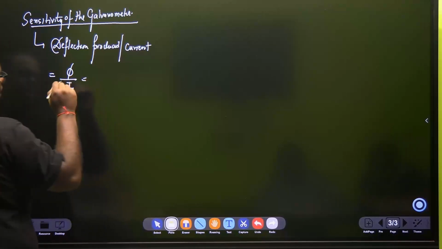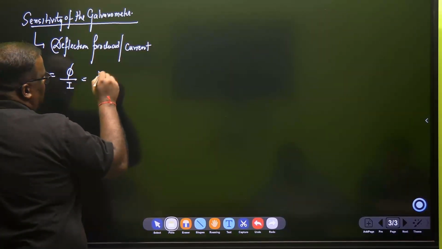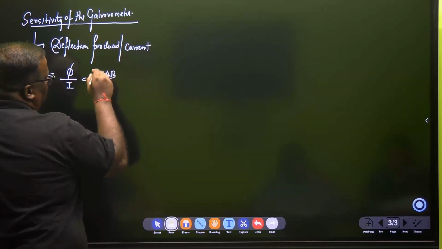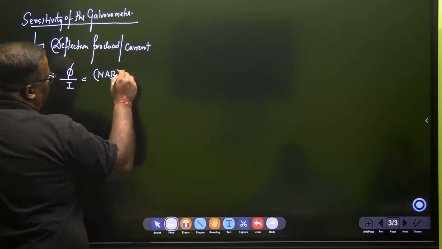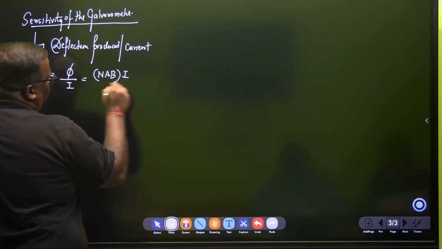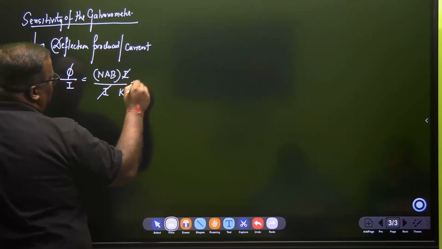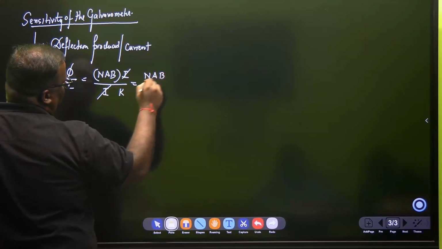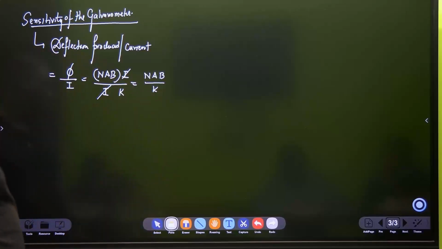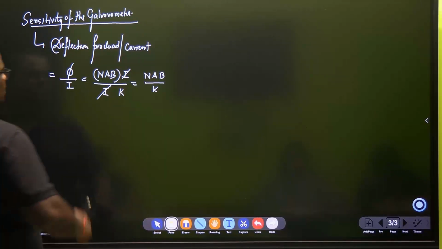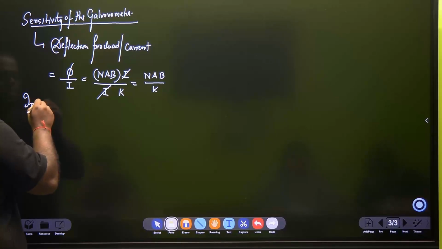And phi's value, what did you find the value of phi as? NAB, there was an I out here, and you also had a K, and this I is here. So I and I cancel. So sensitivity is NAB by K, where K is the spring constant. It's just sensitivity. We don't say any denotation. NAB by K.